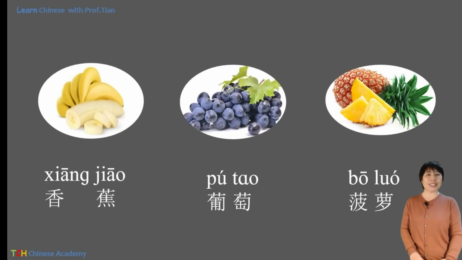In English, you say pineapple. So where's apple? Apple is 苹果. No, we don't follow that. We have our own way of naming the things. We just say 菠萝. So 香蕉, 葡萄, 菠萝. Okay, so that's all for the names of these fruits.